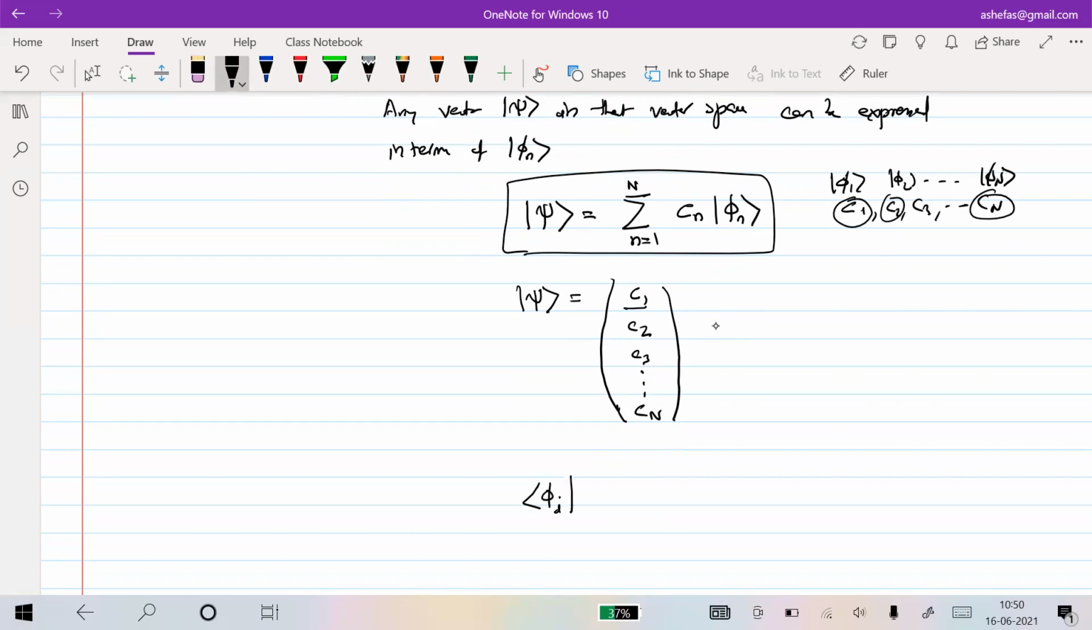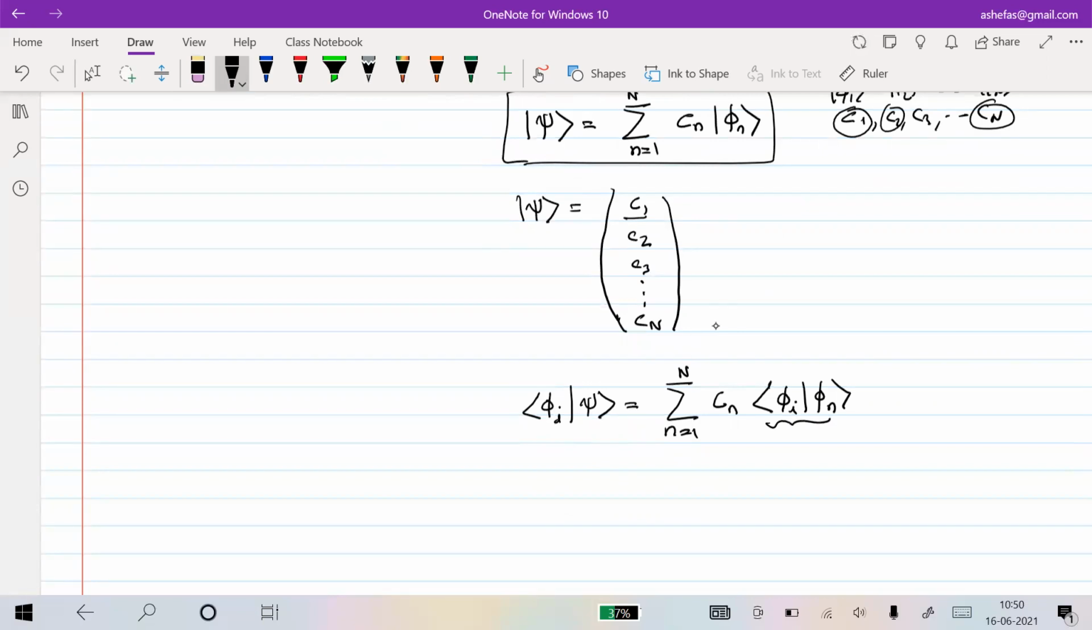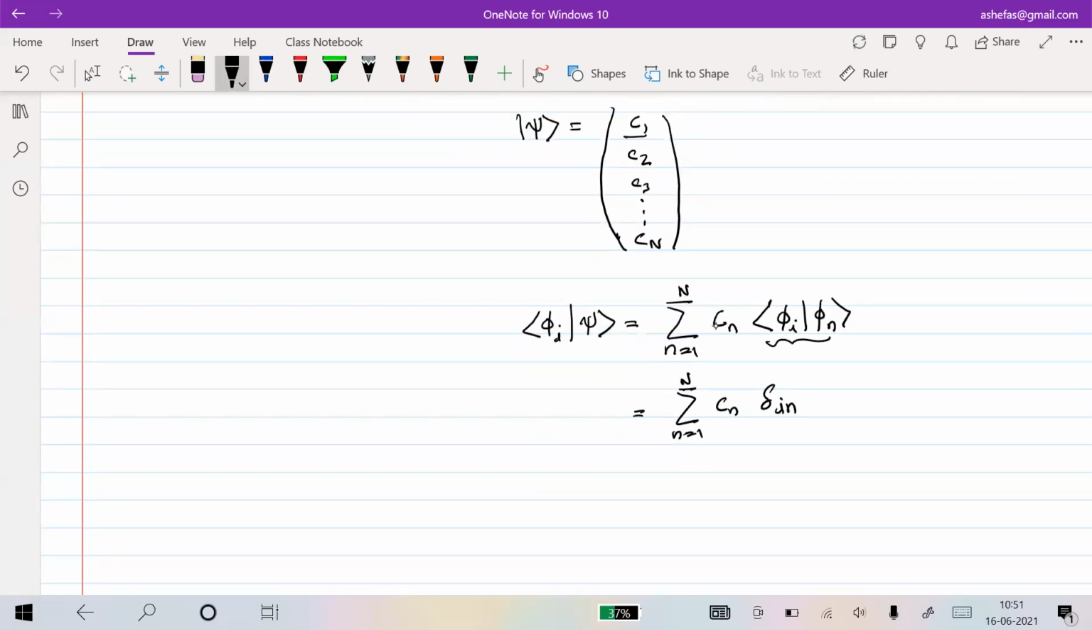So consider the inner product ⟨φ_i|ψ⟩. That would be equal to the sum over n equal to 1 to N of c_n times the inner product ⟨φ_i|φ_n⟩. According to the orthonormality condition, the inner product ⟨φ_i|φ_n⟩ can be written as δ_in. So sum over n equal to 1 to N c_n, and this is the Kronecker delta δ_in. This Kronecker delta would be 0 when i is not equal to n, and it will be 1 only if i equals n.